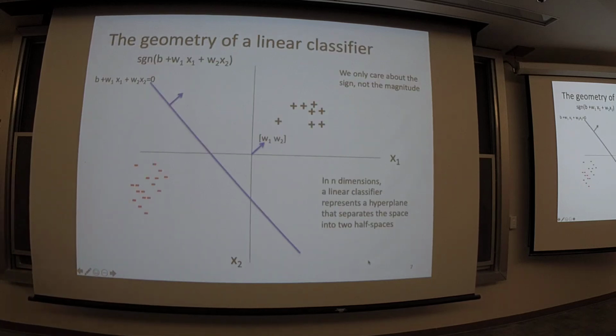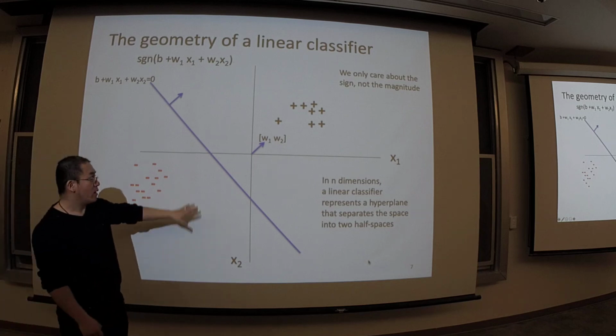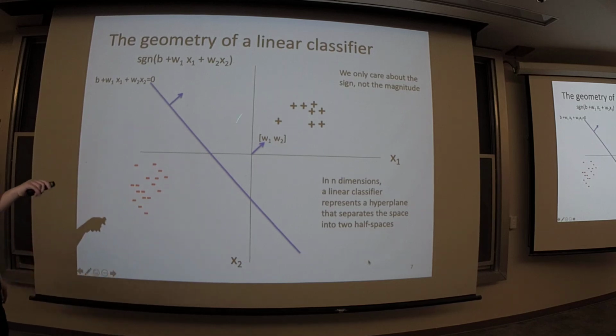And also this is a geometric view of linear classifiers. We have a classification hyperplane, a classification boundary, where all the positive examples stay on this side, and all the negative examples stay on the other side, right?